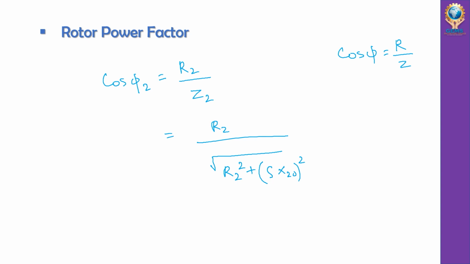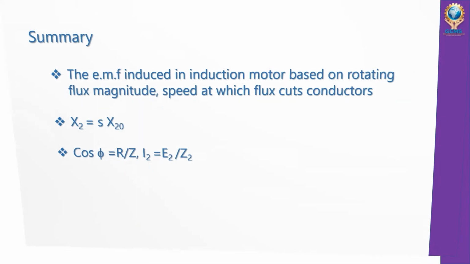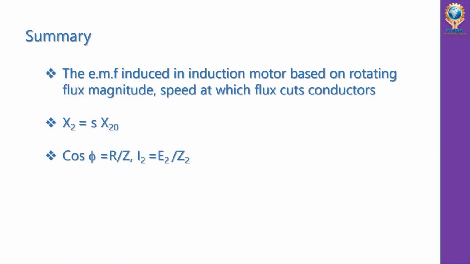So these are the things we see in this lecture: rotor current, rotor reactance, rotor impedance, and then rotor EMF. Finally, we found the rotor power factor. So this is the summary.